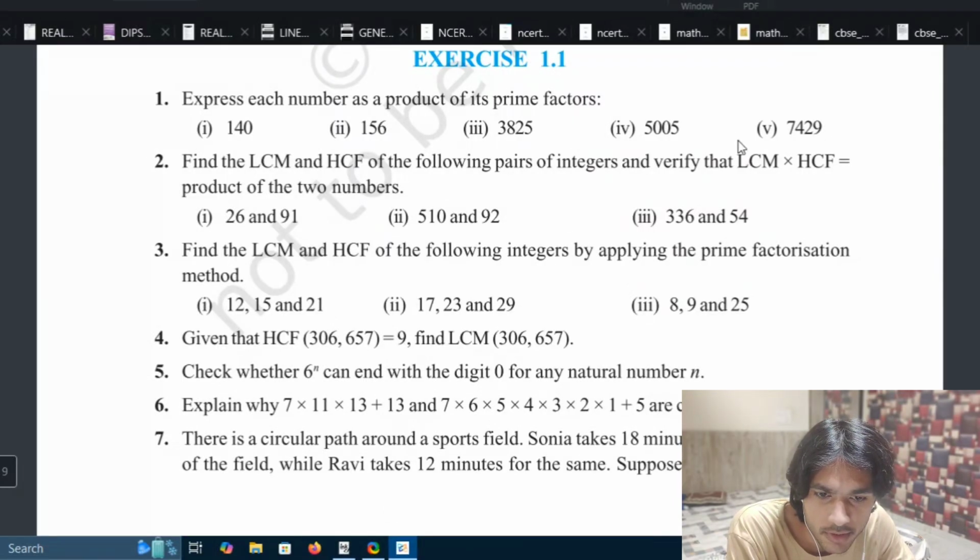I think I will leave this question to you. You have to simply do it like the previous two questions. Find the LCM and HCF of the following pair of integers. Verify that LCM multiplied by HCF is the product of the two numbers. Okay. So let me just take one of these examples. Let's just take this 336 and 54.